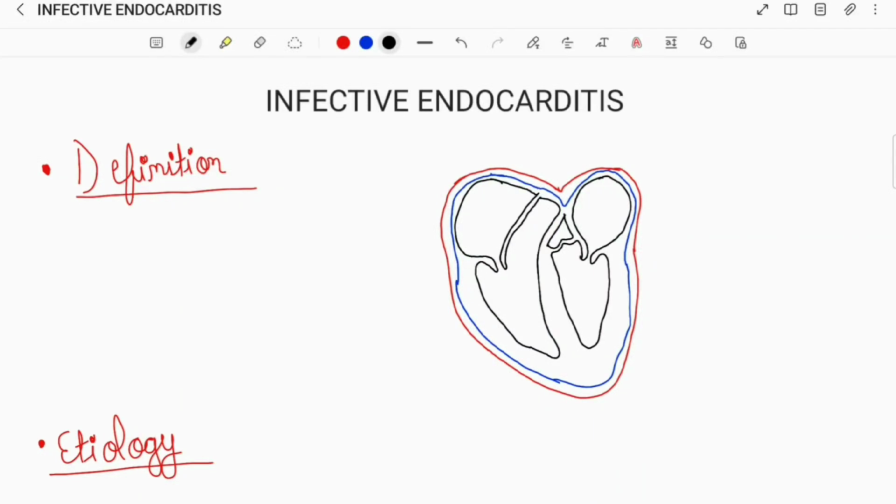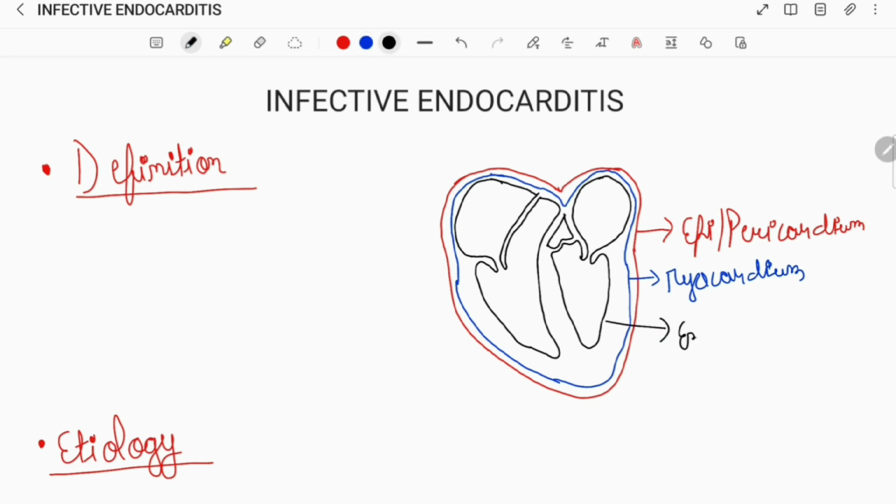Hey everyone, today I'll be talking about infective endocarditis. Before starting, I need you to focus on this diagram and understand the layers of the heart. The one drawn in red is the epicardium, or say the pericardium layer of the heart. The one in blue is the myocardium and the one in black is the endocardium.